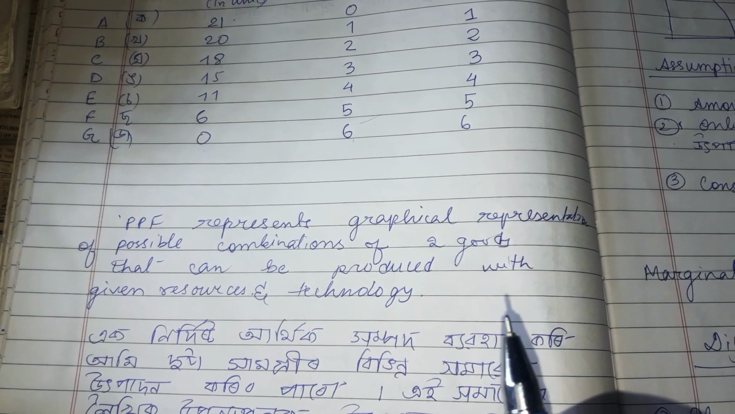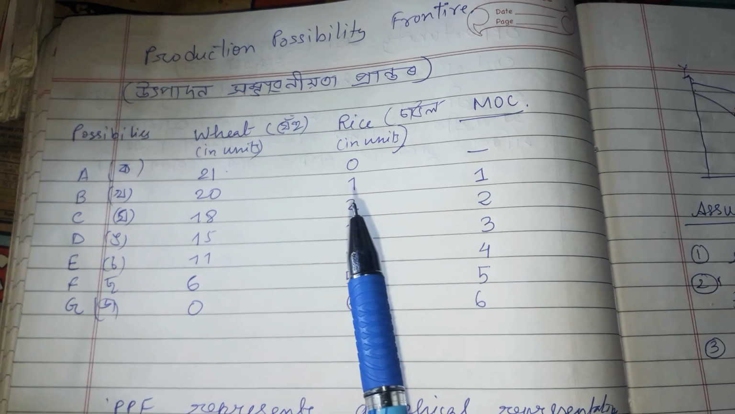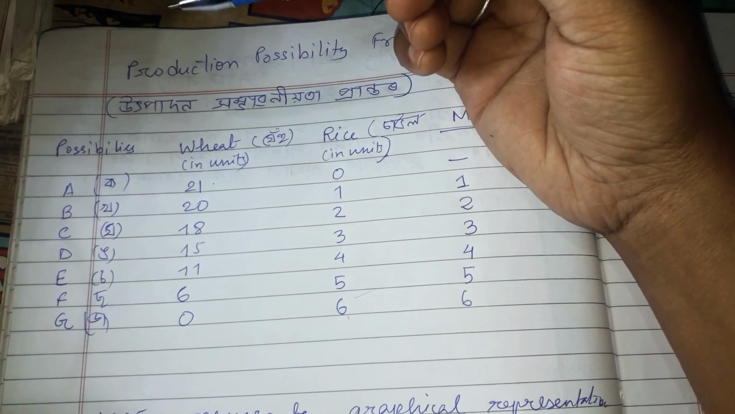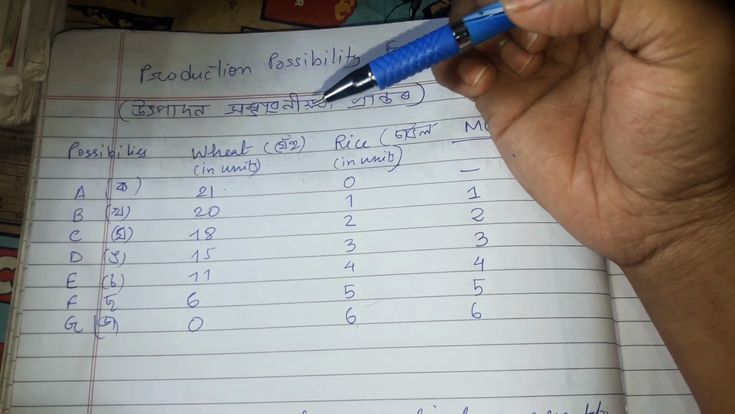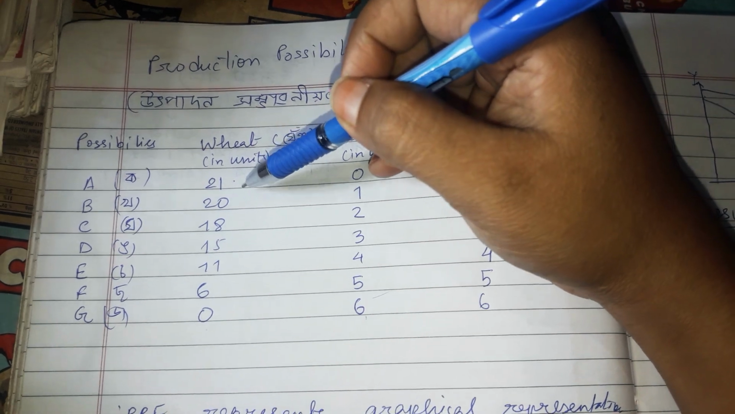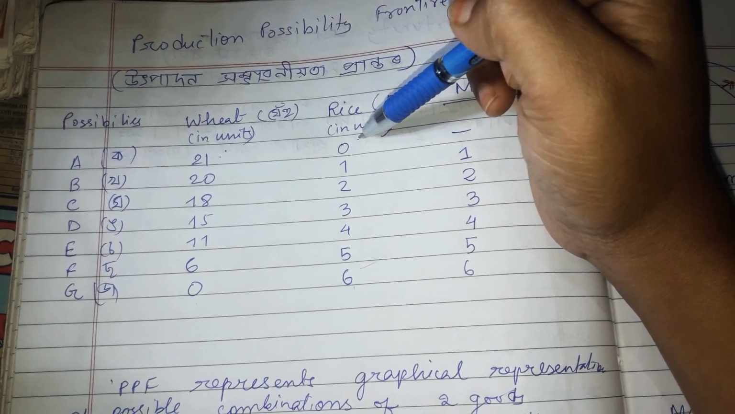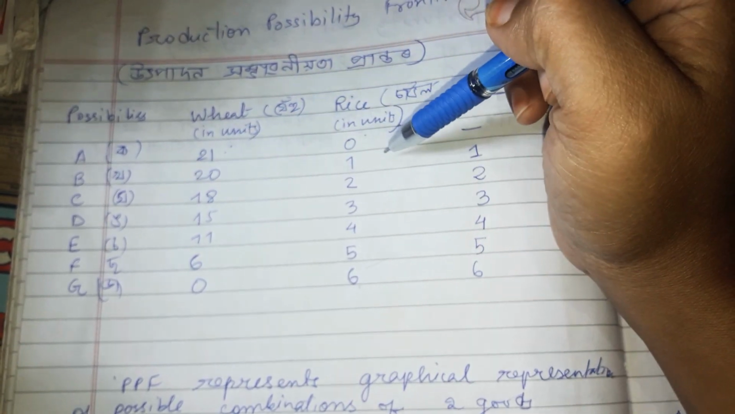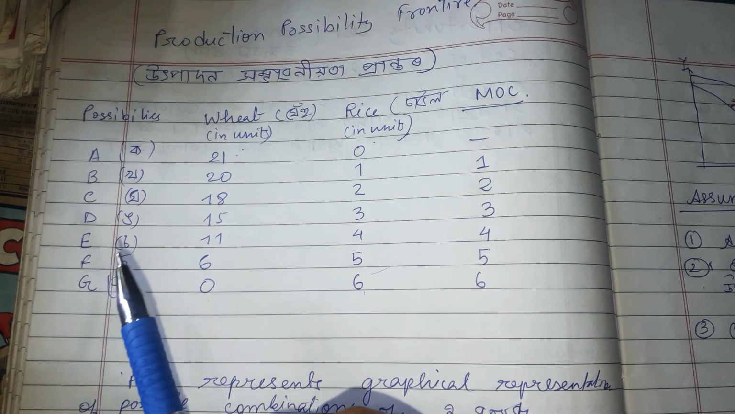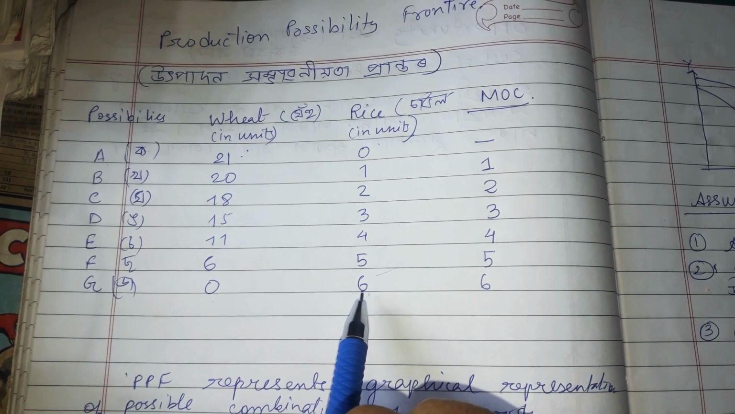For example, if a producer has a certain amount of resources, suppose he can produce only wheat and rice using his resources. If he uses all his resources in producing wheat, then he can produce the maximum amount of wheat, 21 units of wheat, and 0 units of rice. Suppose this combination is A. Suppose he uses all of his resources in producing rice, then he can produce a maximum of 6 units of rice and 0 units of wheat.